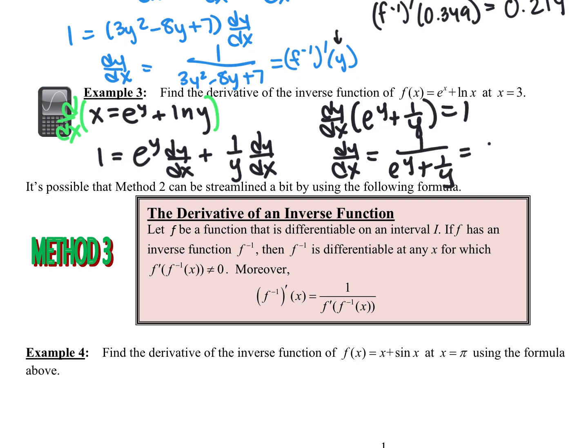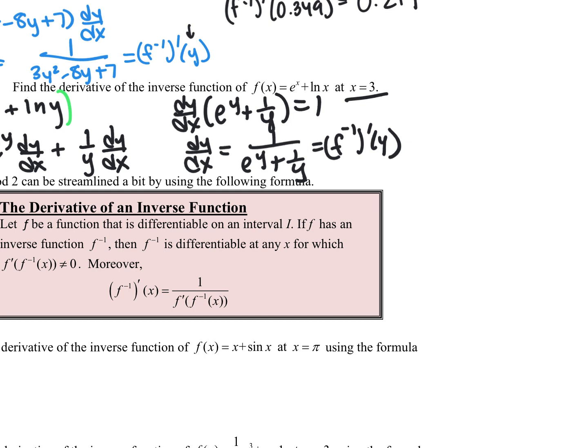So remember, this is now the derivative of f inverse at y. Now, unfortunately, we only know the x value at 3, so we would need to find the y value that corresponds to that. So the next thing that we would do is we would take our original equation, or not that one, sorry, the one with y in it, and we'd plug in x equals 3.